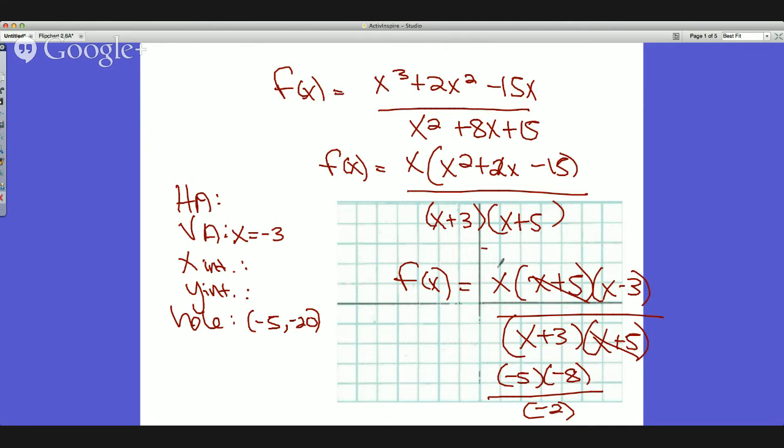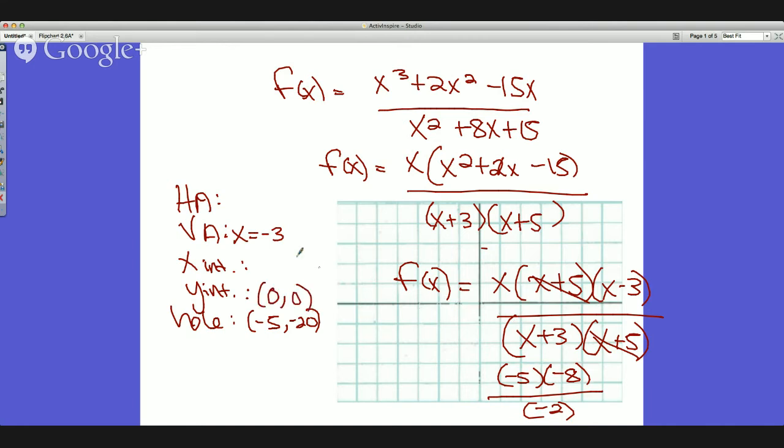if I tried to find the y-intercept, I plug 0 in for x, right? So if I did that there, I'd get 0 times -3, which would be 0, on the top, all over 0 plus 3, which is 3. So 0 over a number would be what? 0. So my y-intercept would be 0, 0.